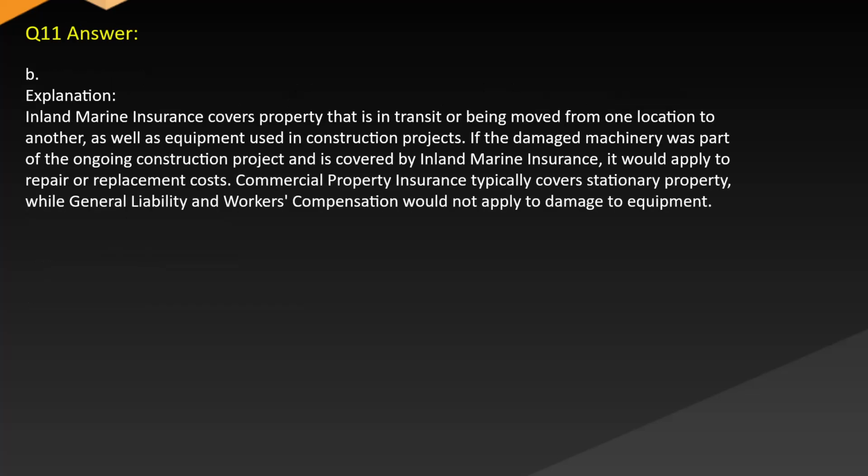Answer: B. Explanation: Inland marine insurance covers property that is in transit or being moved from one location to another, as well as equipment used in construction projects. If the damaged machinery was part of the ongoing construction project and is covered by inland marine insurance, it would apply to repair or replacement costs. Commercial property insurance typically covers stationary property, while general liability and workers' compensation would not apply to damage to equipment.